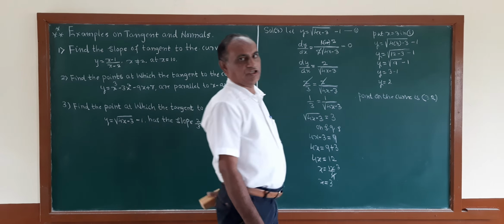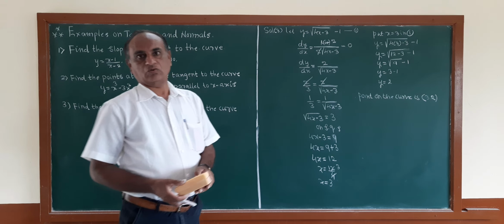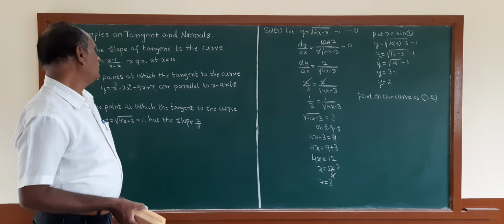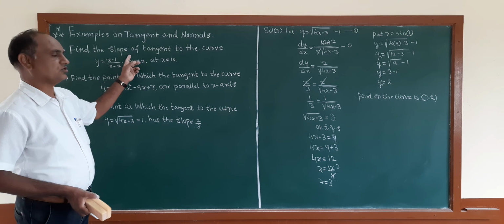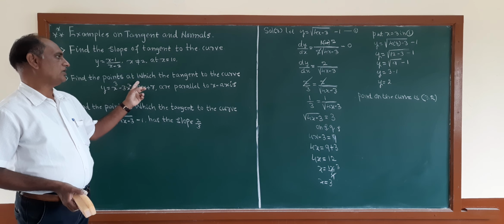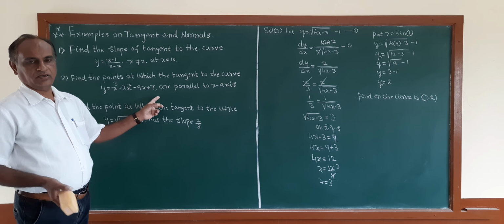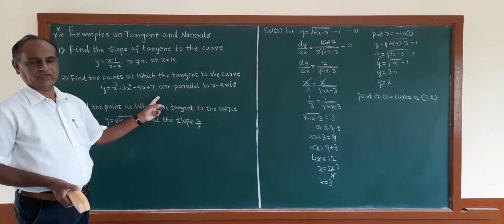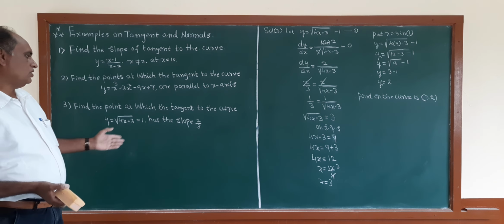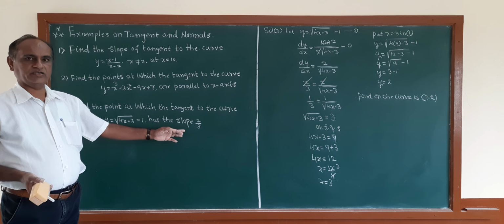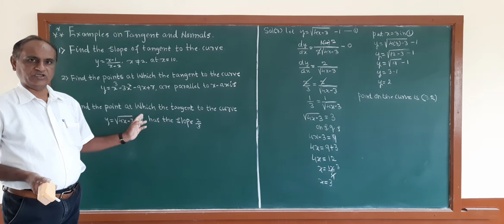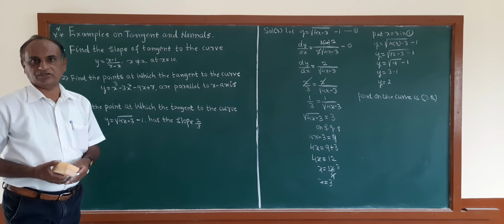So in this period, only 3 examples are completed. The first example depends on the slope of the tangent, where you just have to write the slope. The second one is where a parallel condition is given, parallel to the x-axis, and you have to find the points on the curve. The next one is slope of the tangent 2/3, where again you have to find the points on the curve. So in this period, 3 examples are completed.